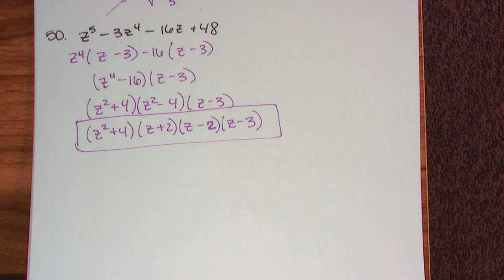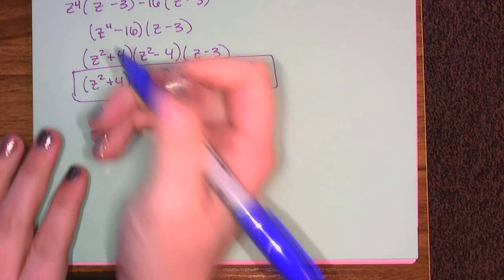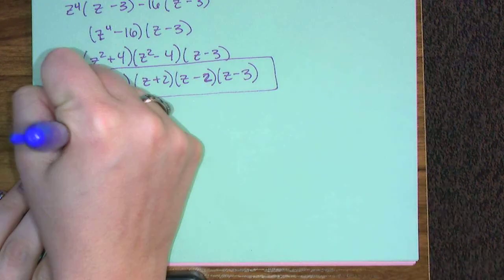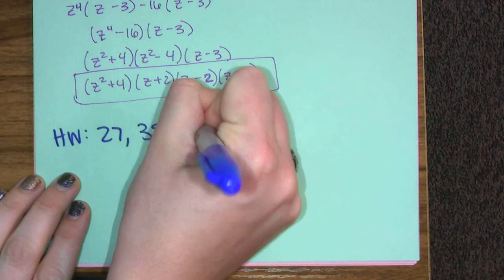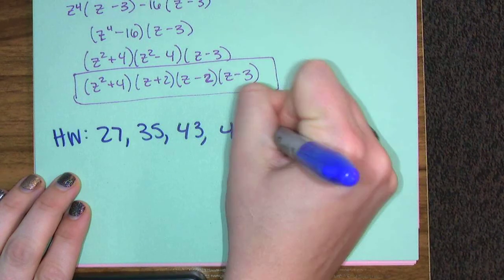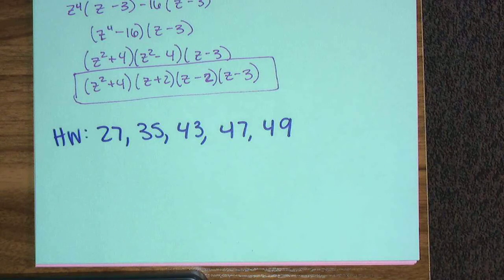Okay, so then your added homework to what you had yesterday, everything submitted all together, is 27, 35, 43, 47, and 49, and you should have plenty of time to get this done.